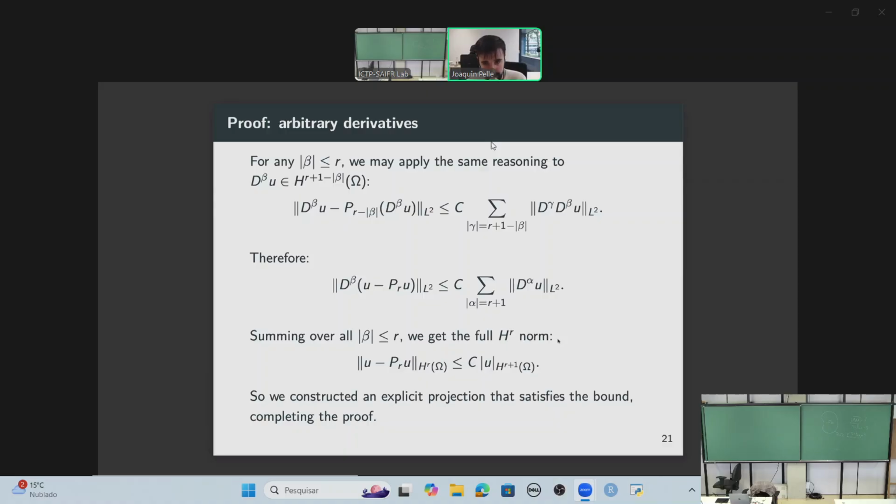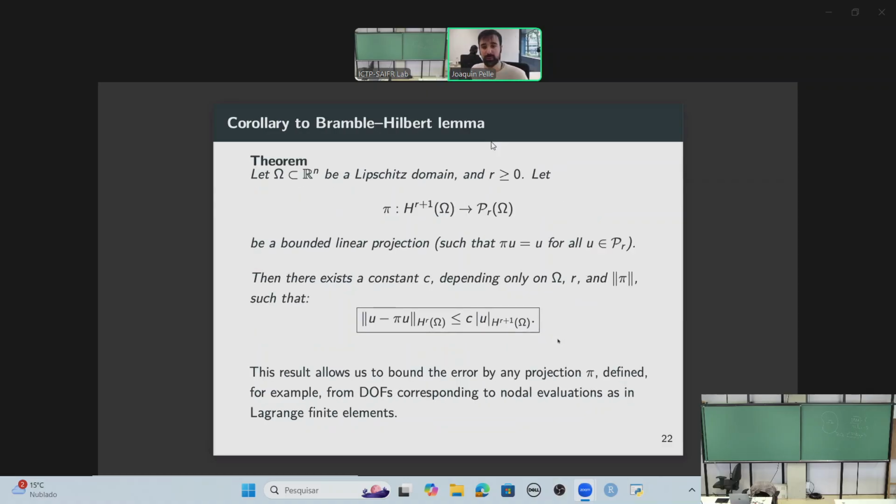And one important corollary that can be deduced from that lemma is the following. The idea of this corollary is that we want to get rid of that projection that I introduced before, which is based on somewhat abstract degrees of freedom. So it's sort of an average Taylor polynomial, but it can be a little abstract to reason in terms of that, and it's not what one uses in practice.